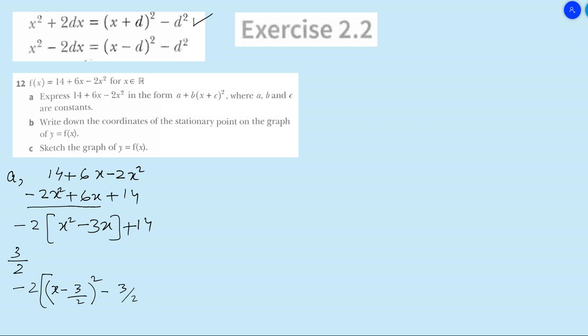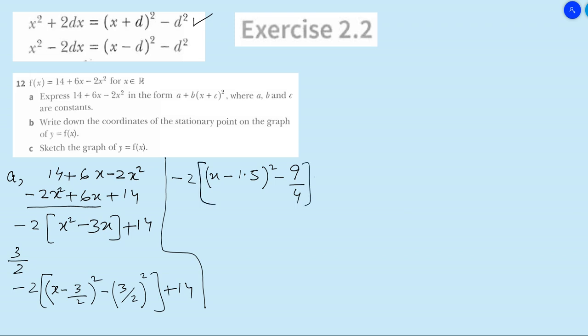minus (3 upon 2) square plus 14 remains 14. Okay, now minus 2 multiplied by (x minus 3 upon 2, which is 1.5) square, minus (3 upon 2) square, 3 square is 9 and 2 square is 4. Bracket close. And this plus 14 remains plus 14. Now multiply minus 2 by the whole bracket.